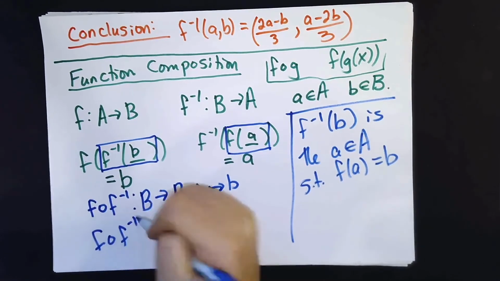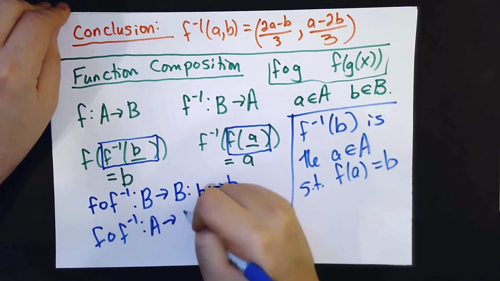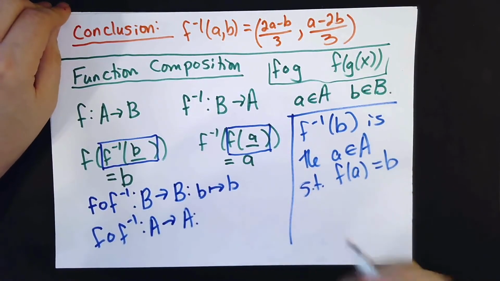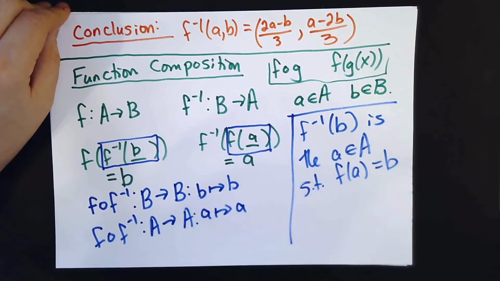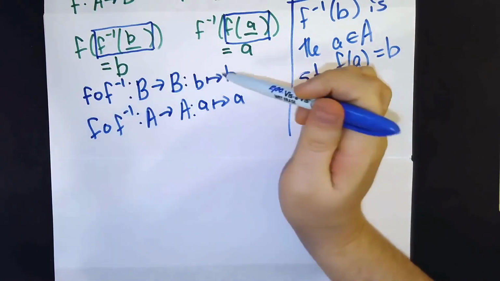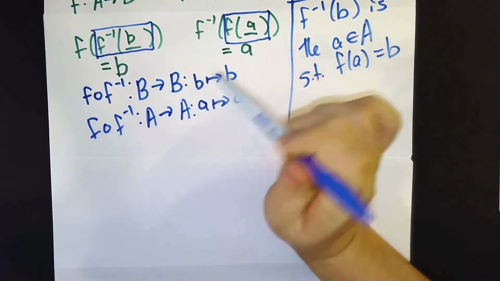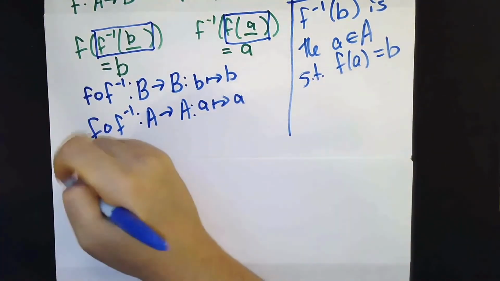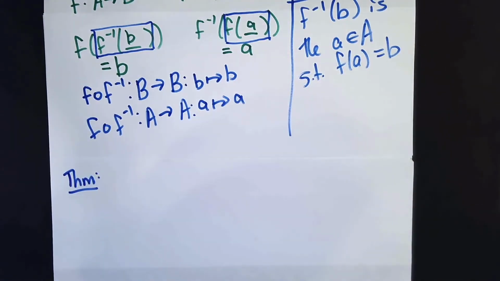f inverse of f is almost exactly the same, except instead of going from B to B, it actually goes from A to A. But it also is the function that takes little a to little a. So, in fact, when you compose a function and its inverse, you get an identity function. That is a function that sends the input to itself. This is a useful theorem, actually, that we're not going to use probably in this course, but that you may see come up in other courses.